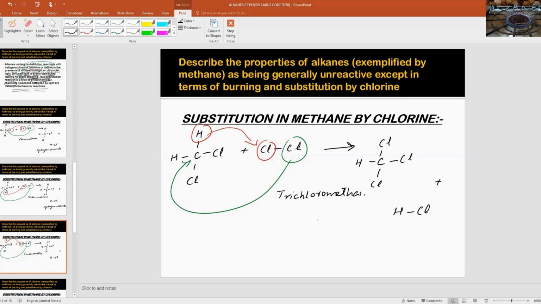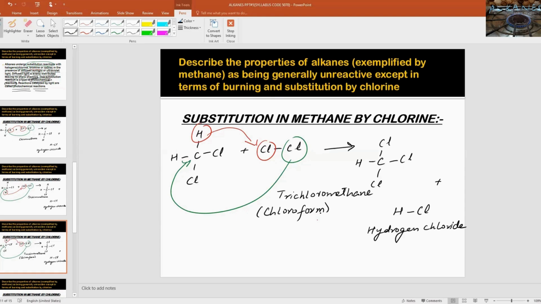Trichloromethane, hydrogen chloride. The other name for trichloromethane is chloroform. In the past, chloroform was used to make patients unconscious before any major surgery.